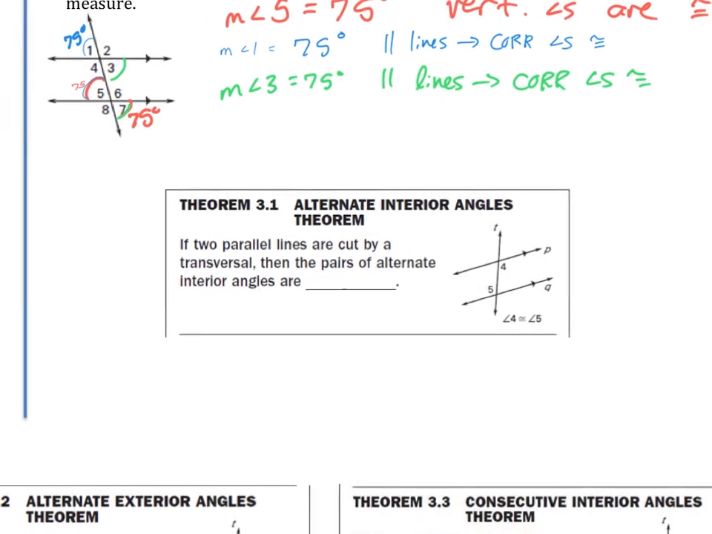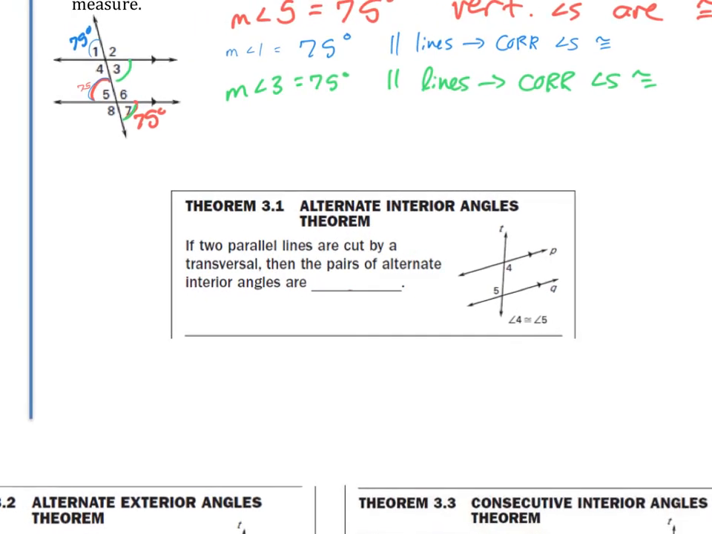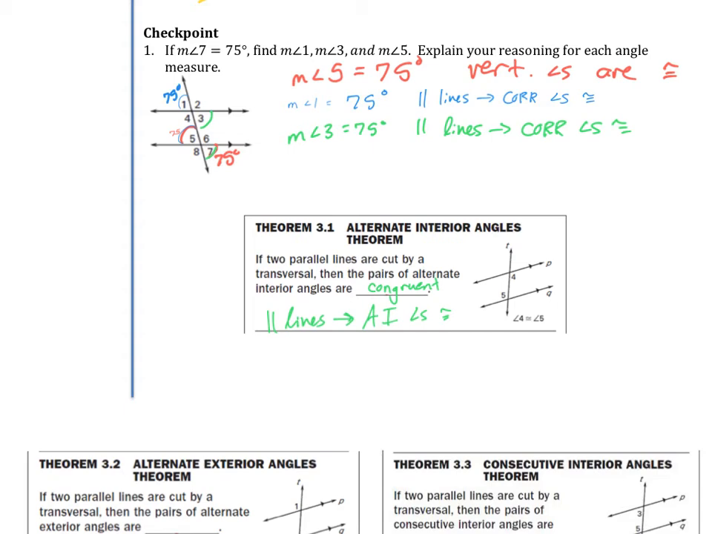Theorem 3.1 says that if the lines are parallel and they're cut by a transversal, then the alternate interior angles are congruent. So basically, parallel lines implies alternate interior angles are congruent.